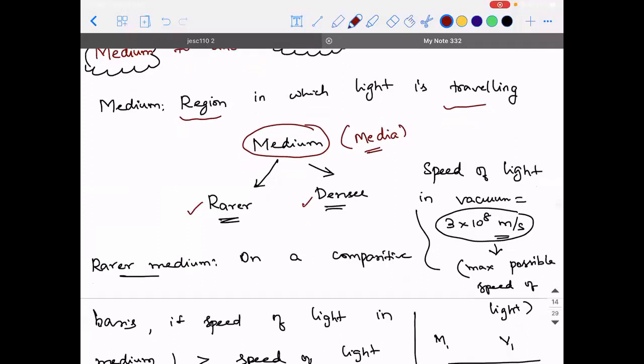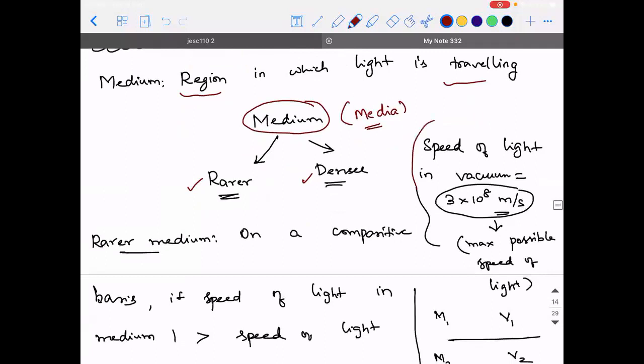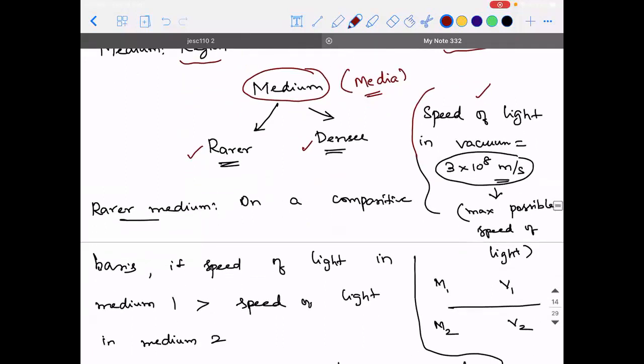Now, if I talk about the speed of light in vacuum, what is the speed of light in vacuum? It is 3 × 10^8 meters per second. This I would have discussed in the first class. And this is the maximum possible speed with which light can travel. It is not possible for you to generate a speed greater than this.